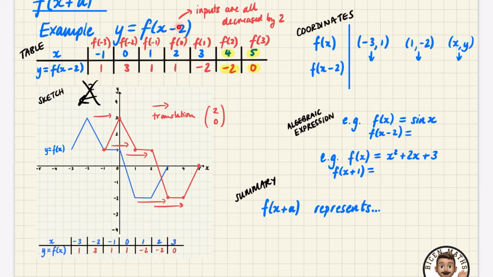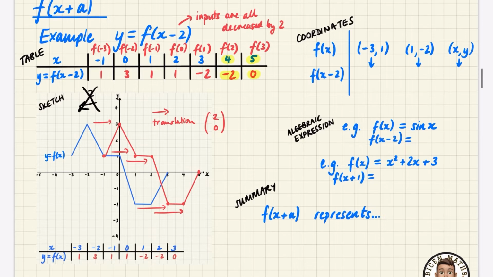If it was a positive 2, it would be going 2 spaces to the left. But because I have a negative 2 here, it is moving 2 spaces to the right. Okay? So let's think about what would happen to the coordinates. All of the x coordinates are going to increase by 2, even though it says minus 2. It kind of does the opposite of what you might think.